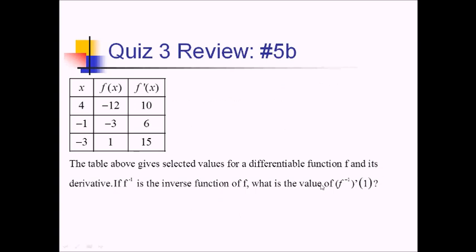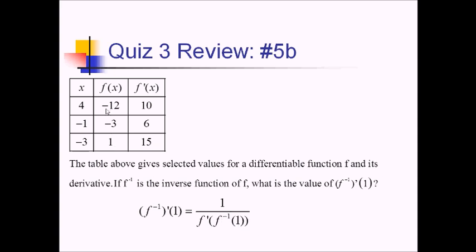On this problem, we're given a table of selected values for f and its derivative. If f inverse, f to the negative 1, is the inverse function of f, we want the value of the derivative of f inverse at x equals 1. So for taking derivatives of inverses, we'll use our inverse derivative formula. So f inverse prime of 1 is going to be 1 over f prime of f inverse of 1. So then f inverse of 1, that's the thing I have to plug into the f function to get 1.